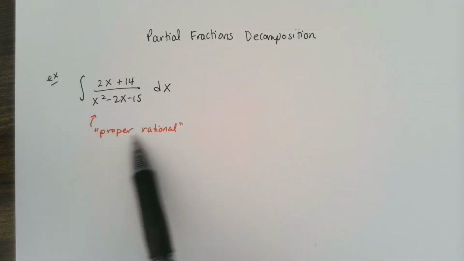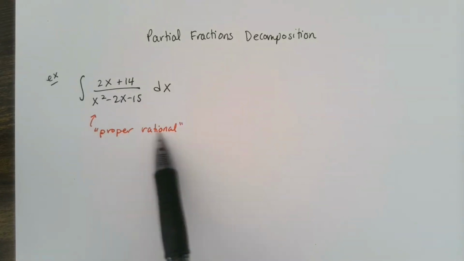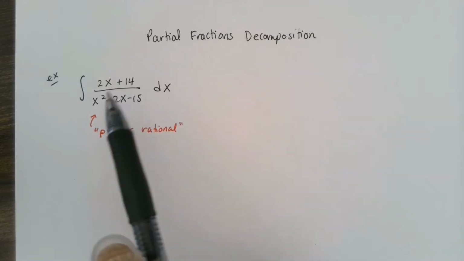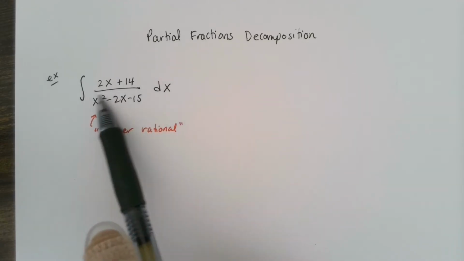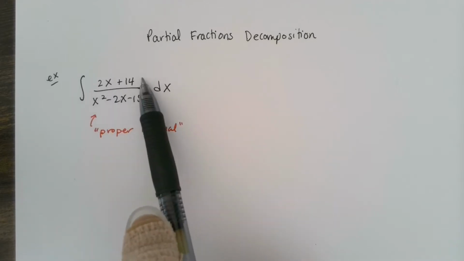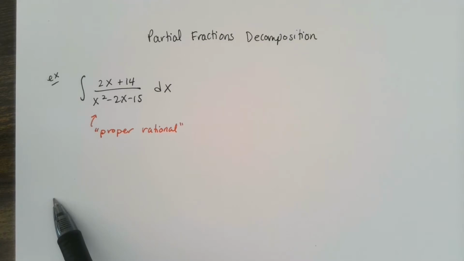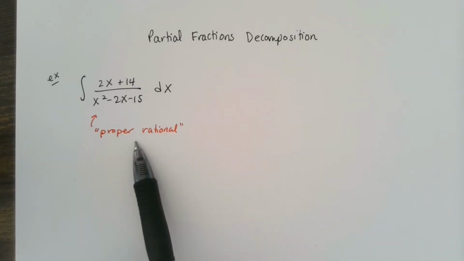What a proper rational is: a rational function, so it's polynomial on top and bottom. Proper means that the degree of the bottom polynomial is bigger. If it's ever a top-heavy rational where the degree on top is bigger, you have some other work to do before you can get to partial fractions. So we are set up for partial fractions, which is good.